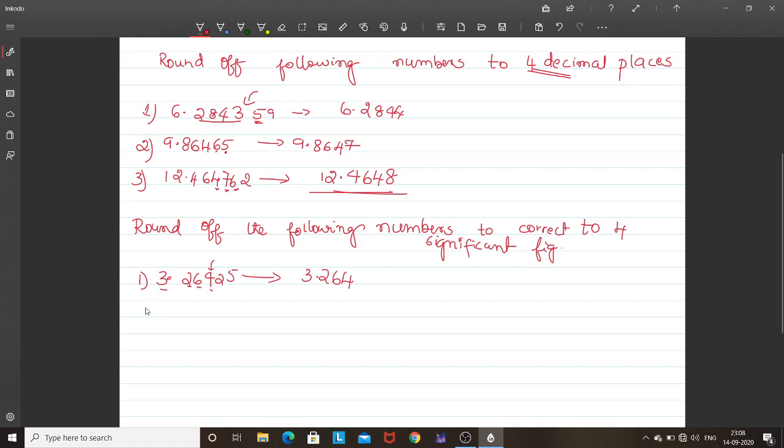Now look into the second problem, 35.46735. I can write 3 significant digits without any fear, that is 35.4. Look into the 4th digit. After that you have 7, which is greater than 5, so increase the 6 by 1, that is 7. That is 35.47, the rounded off figure. Let us see one more example.